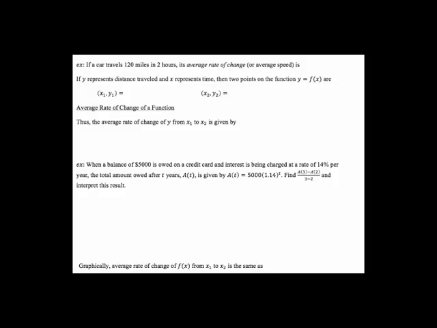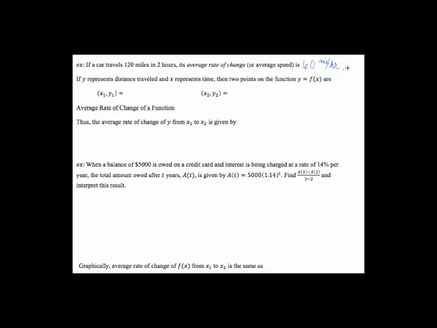We're going to look at average rate of change. To start, we're going to look at this simple example. If a car travels 120 miles in 2 hours, its average rate of change, or average speed, would be 60 miles per hour. This is logical because it travels 120 miles in 2 hours. So on average, roughly in each of those 2 hours, it's going half this distance, or 60 miles. So its speed, or average rate of change, is 60 miles an hour.